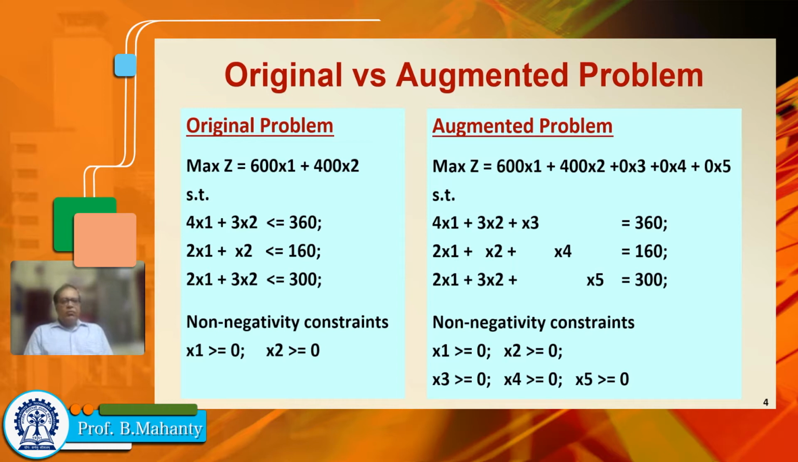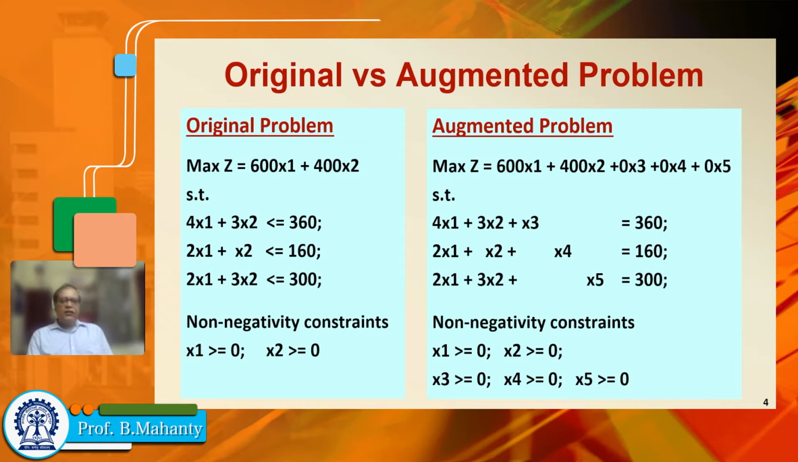That is our original problem. The original problem is one of maximization. All the constraints are less than or equal to, and there is also a non-negativity constraint. So if we want to solve it by the simplex method, we know that we have to add the slack variables. Now, 3 slack variables are added.